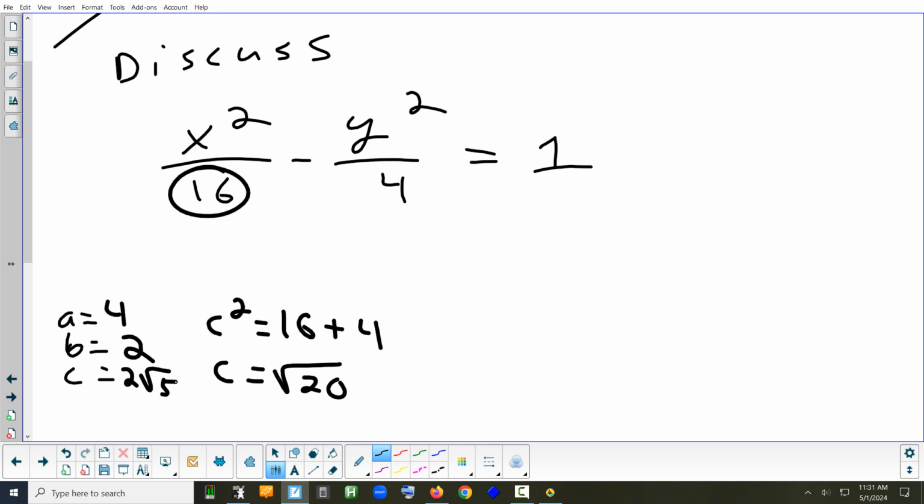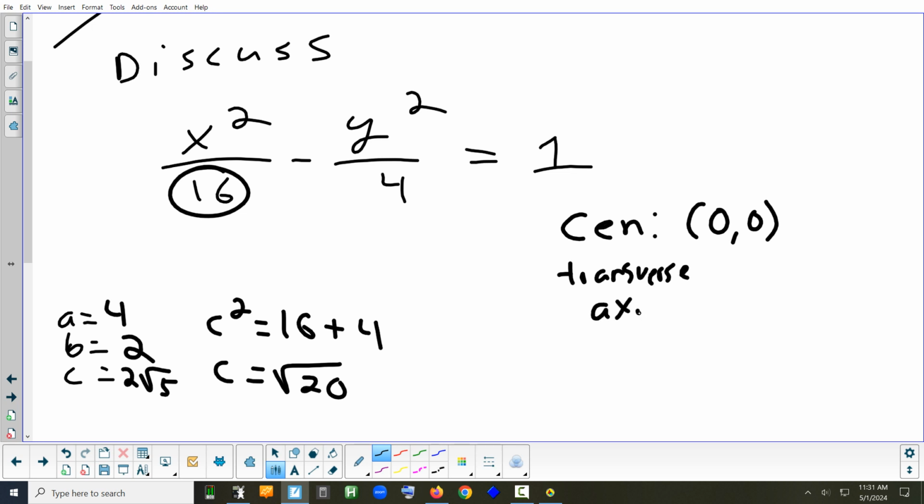Okay, so first thing we want to start with is the center. Where's the center? 0, 0. Yep, you'll know when it's not 0, 0 because you're going to see a minus h with the x, and a minus k with the y. But this doesn't happen. So center, transverse axis. Which way does the transverse axis go here? It's horizontal. It's horizontal because the x is the positive letter, so it always goes in the direction of the positive letter.